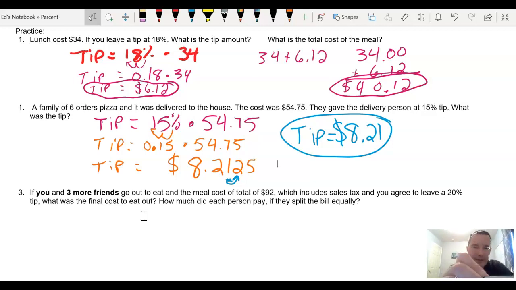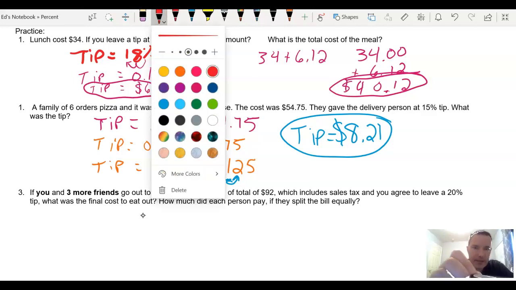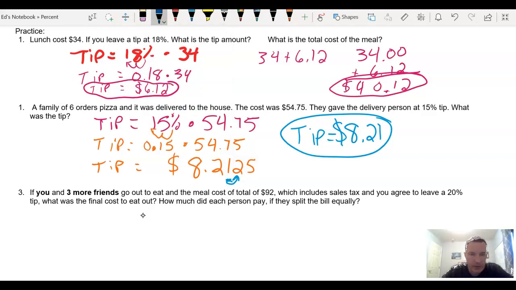All right, welcome back. So let's see if we can answer this question and do it together. So you and 3 more friends. So you have to process how many people are eating out. In this case, it's 4. Right? So we're going to keep that in mind. The meal costs $92. That includes sales tax, so we don't have to worry about sales tax. And we're going to leave a 20% tip.